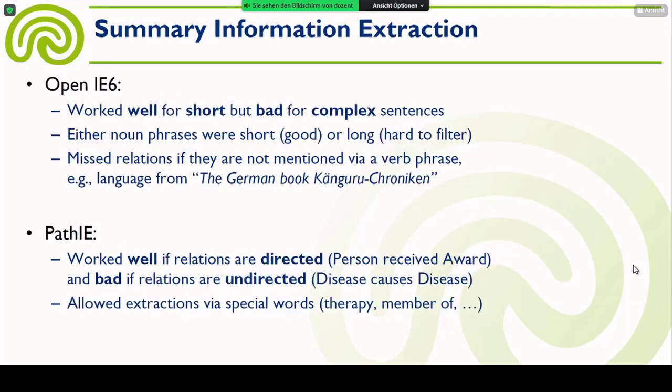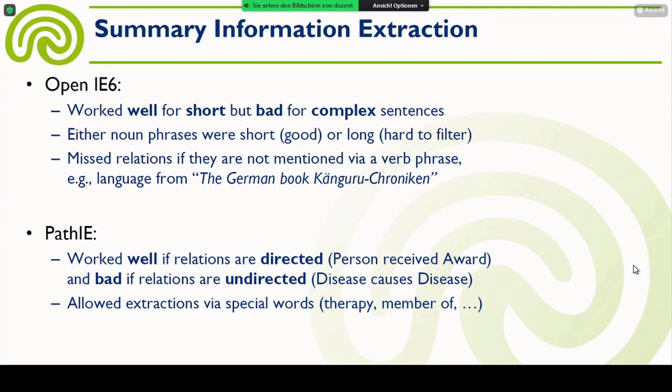For information extraction, we looked at two tools. I think OpenIE6 was introduced in 2020 at EMNLP, an NLP conference, and on their benchmark it was very good, so good quality. What we see is that for short, simple sentences it worked really well. But as sentences get long, you run into the following problem. Either your object phrase is very short and you completely miss the remaining context information of the sentence, or your object phrase is very long and you do not know how you can filter it.